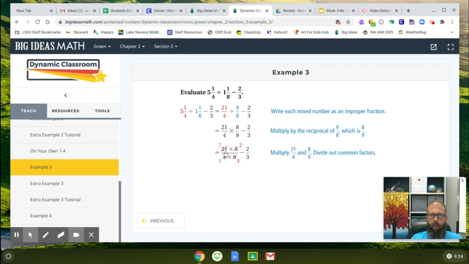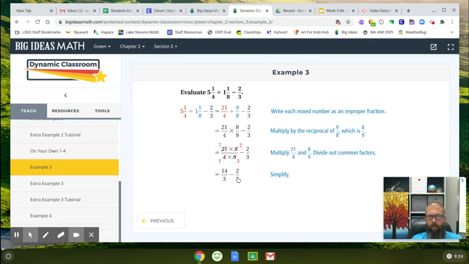Divide out common factors. So 21 and 9 both are divisible by 3. 21 divided by 3 is 7. 9 divided by 3 is 3. And then 8 and 4, you divide out a 4. 8 divided by 4 is 2. So that's what they did there. Then you multiply these. 7 times 2 is 14. 1 times 3 is 3. So now your new problem is 14 thirds minus 2 thirds.